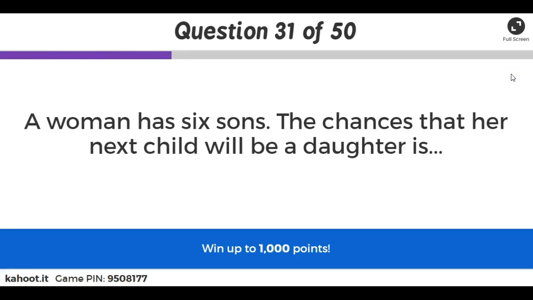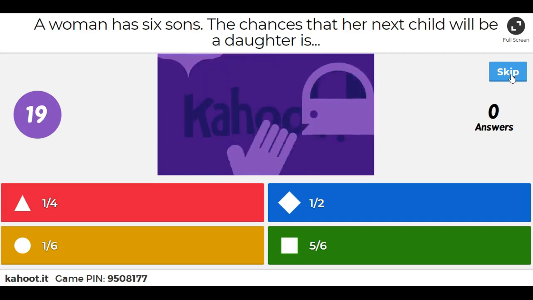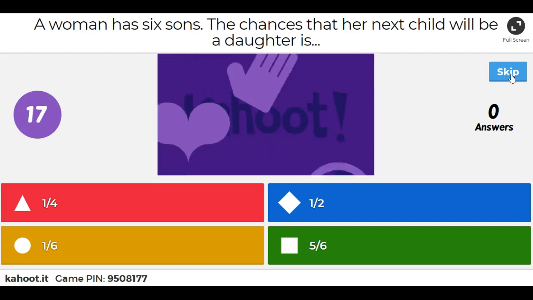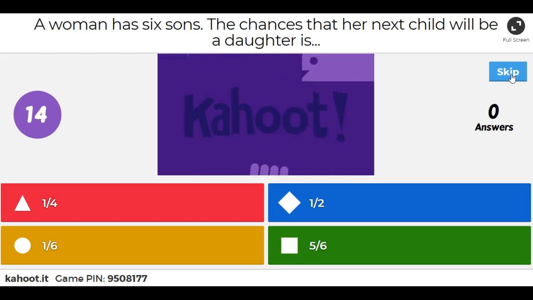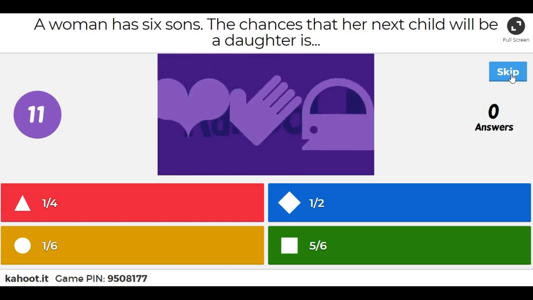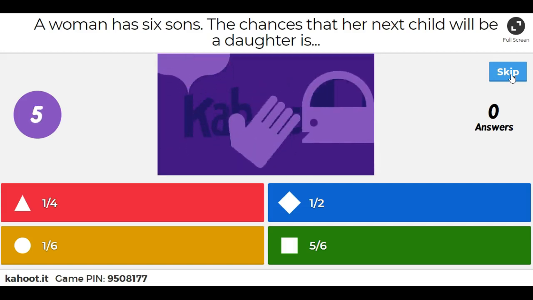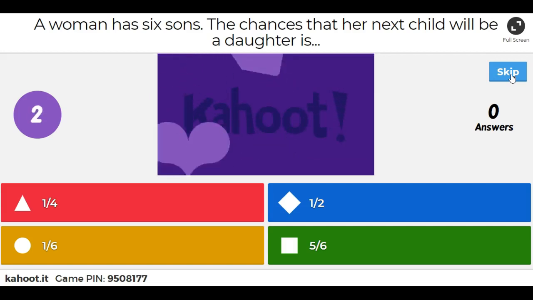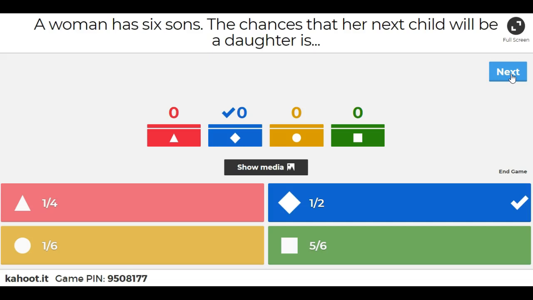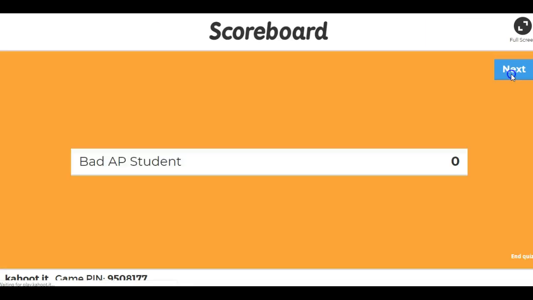A woman has 6 sons. She's crazy. The chances that her next child will be a daughter is what? So the answer is 50% chance that it will be a daughter. Remember, past events do not change the probability of current events. So each time a person has a child, there is a 50% chance it will be a son and a 50% chance it will be a daughter.